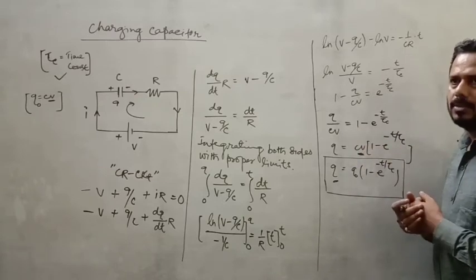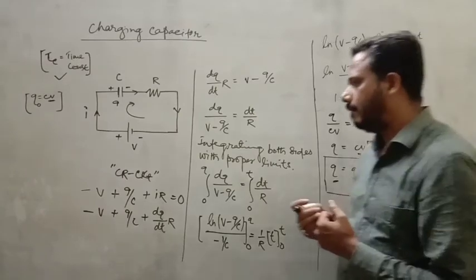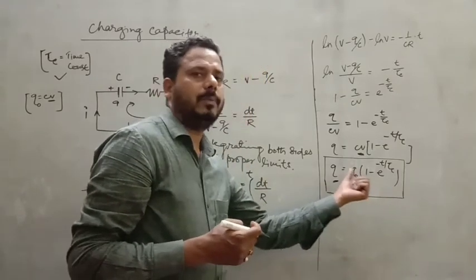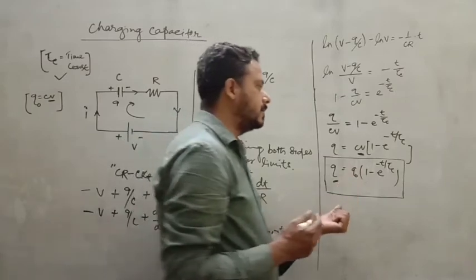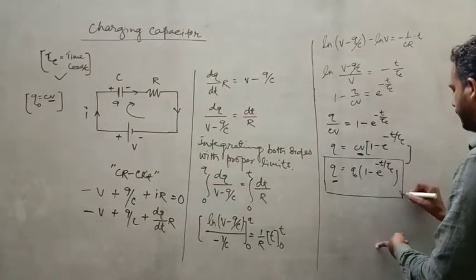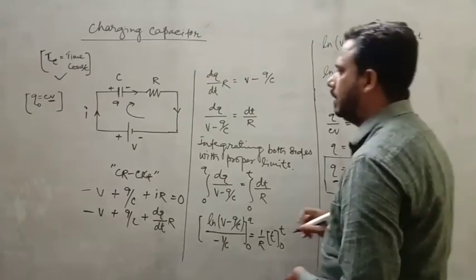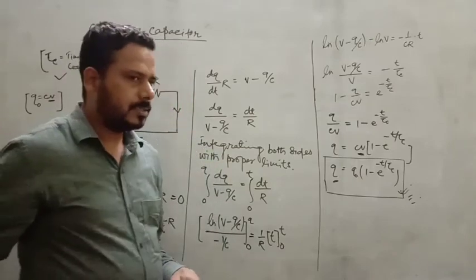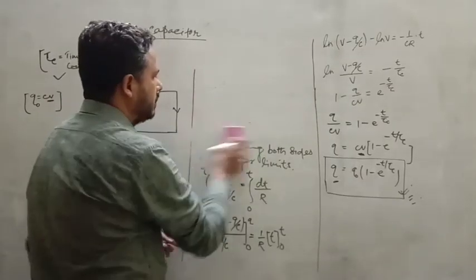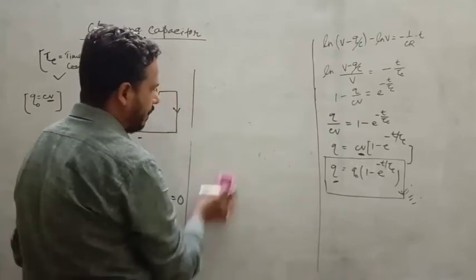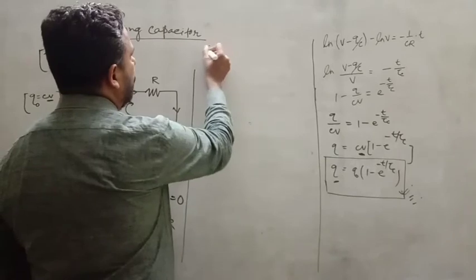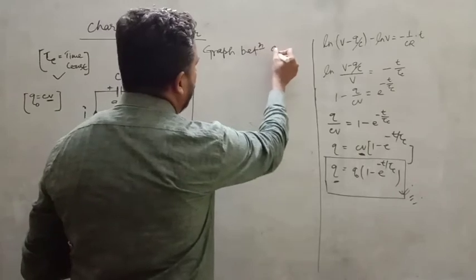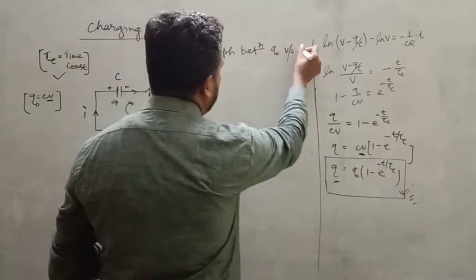So now for this we can use a graph. First of all, note down that after charging you will get this much charge on the plates of the capacitor. This one is your result. Just keep in mind this result, and now we will take a graph. See the graph between Q naught versus t.